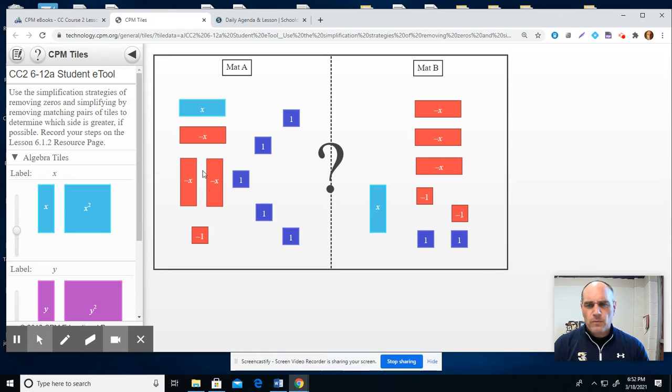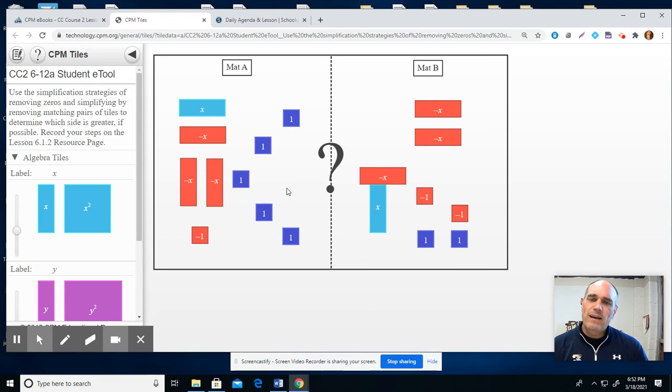So a real quick review. Remember that on the same side of the mat, we can always get rid of zero pairs, like these will be zero pairs. Also, another thing I can do to get rid of stuff is take the same thing off of both sides. So just a real quick review. On the same side, I can always remove zero pairs, like these, and I can take them off if they're on the same side. And on different sides, I can take the same thing, like I take a positive one from here and a positive one from here. So there's two different ways we can remove tiles.